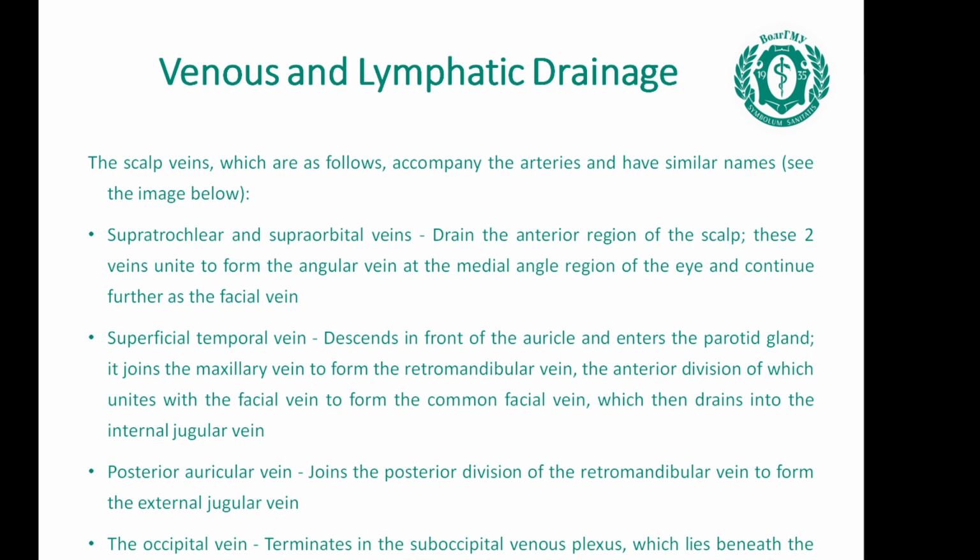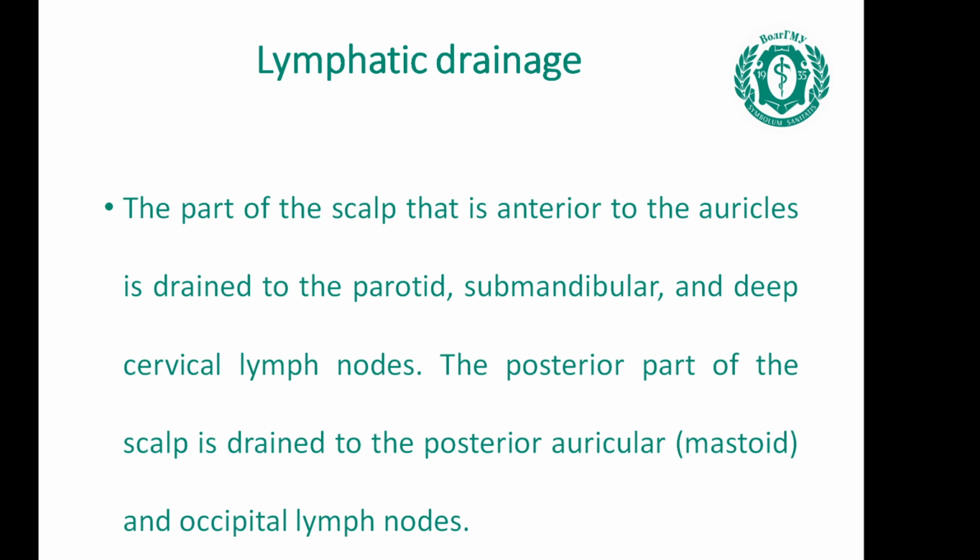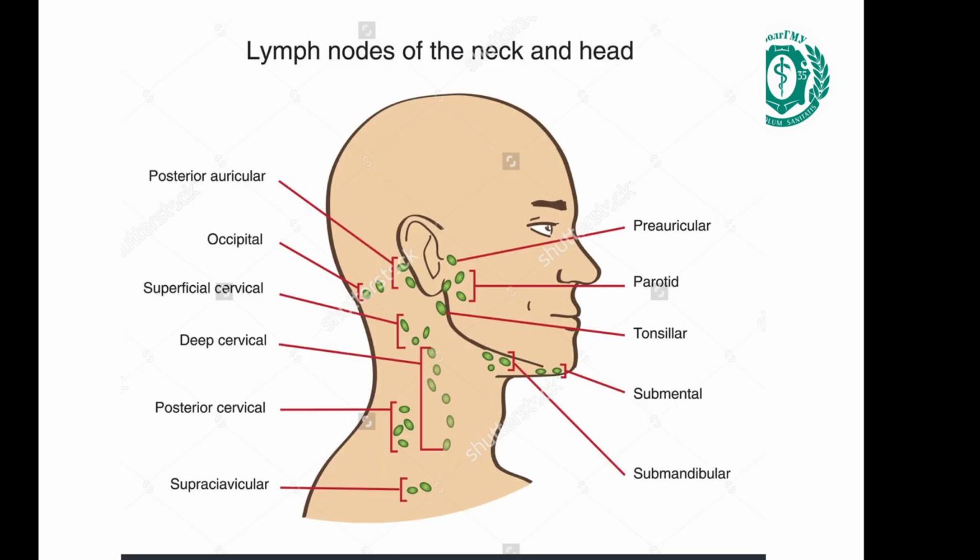The posterior auricular vein joins the posterior division of the retromandibular vein to form the external jugular vein. The occipital vein terminates in the suboccipital venous plexus, which lies beneath the floor of the upper part of the posterior triangle. The part of the scalp that is anterior to the auricles is drained into the parotid, submandibular, and deep cervical lymph nodes. The posterior part of the scalp is drained into the posterior auricular or mastoid and occipital lymph nodes. Here you can see the scheme of the lymphatic drainage of the calvaria and different groups of the lymphatic nodes that receive lymph from it.